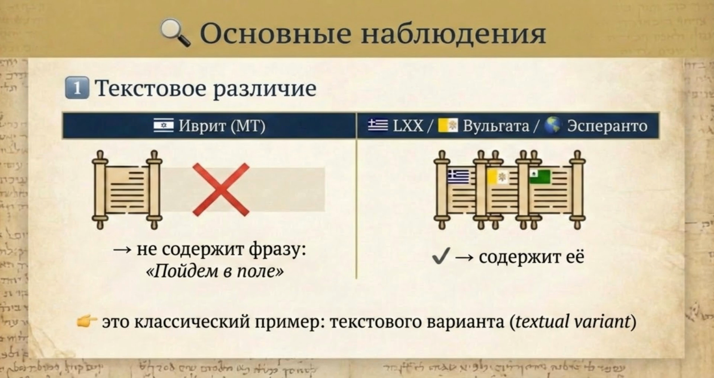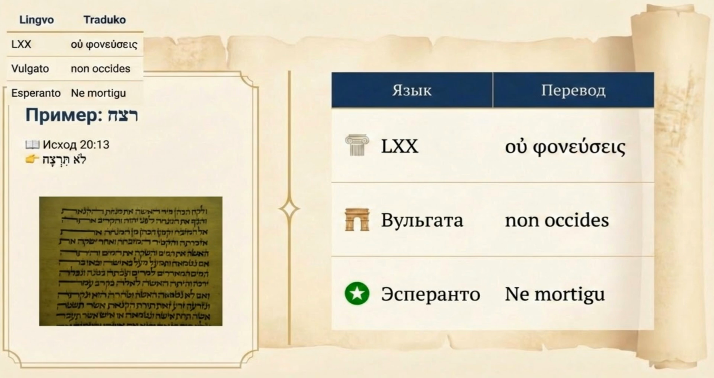A key observation is the textual difference in Genesis chapter 4, verse 8. The Hebrew Masoretic text does not contain the phrase, "Let us go into the field," while the LXX, Vulgate, and Esperanto do. This is a classic example of a textual variant. Looking at ratzach, the example from Exodus chapter 20, verse 13, "You shall not kill," is a legal prohibition. Translations use phrases like ou phoneuseis, LXX, and non occides, Vulgate.